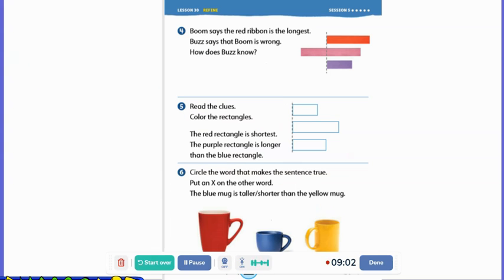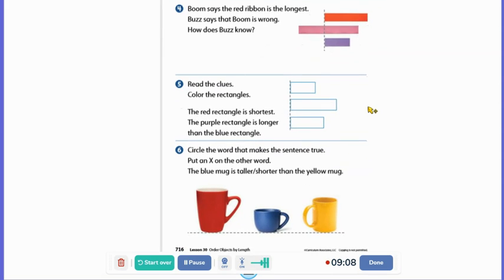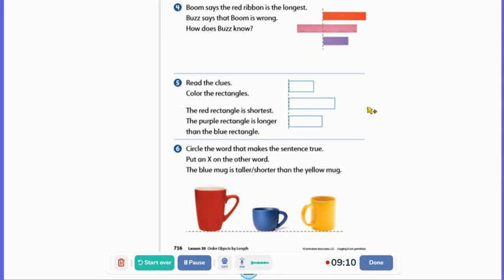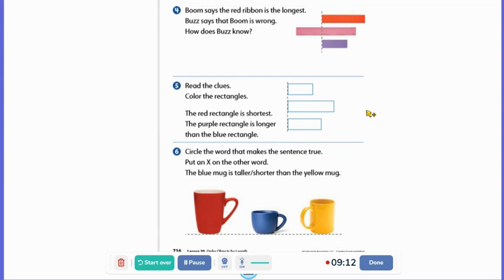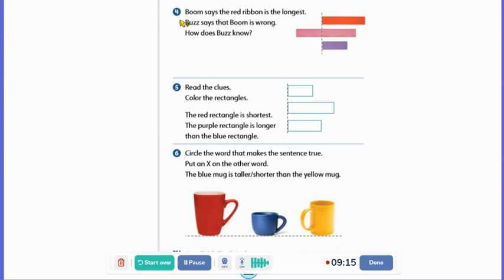All right, this page is also found in your packet. Lesson 30, Refine, Session 5, and it is page number 716. Number 4, Boom says the red ribbon is the longest. Buzz says that Boom is wrong. How does Buzz know? Now this is a little challenging because they did not line up the ribbons here.